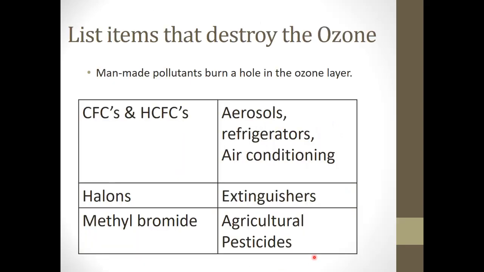Here are just a list of some of these man-made pollutants. Here are your CFCs, your halons, and then remember I told you bromine, this is methyl bromide. So you have aerosols, refrigerants, air conditioning, fire extinguishers and other extinguishers, as well as agricultural pesticides. All of them have elements in them that can lead to the destruction of the ozone layer.